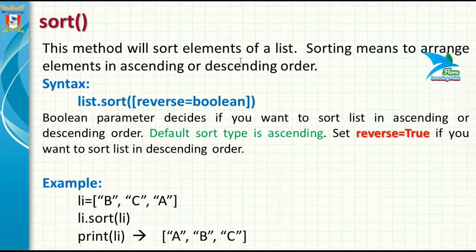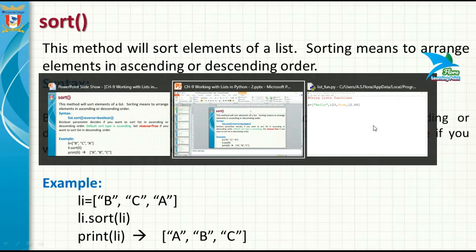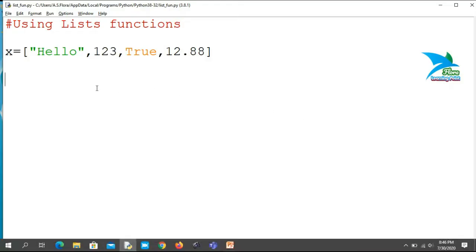So by default sort function will arrange elements in ascending order, but if you want to display sorted items in descending order, then you have to pass a boolean parameter inside the sort function, that is the reverse, and you have to assign value true to this reverse parameter. So let's start how we can make use of this function.